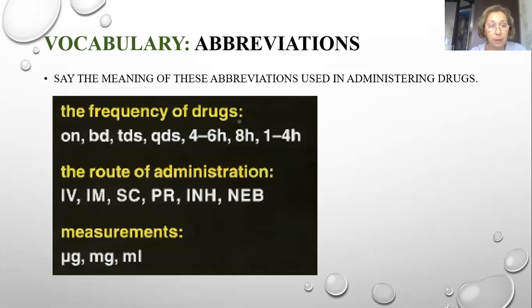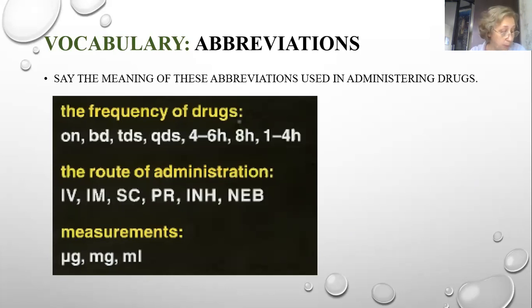The routes of administration: IV is intravenous, IM is intramuscular, and SC is subcutaneous. PR is per rectum. INH is by inhalation, nasal or oral inhalation. And NEB is by nebulizer. Okay, perfect. Well done.